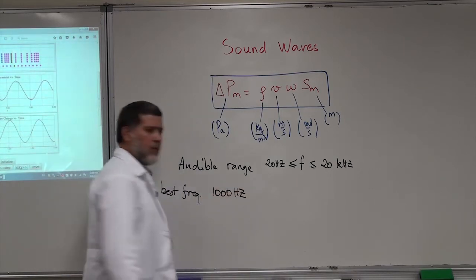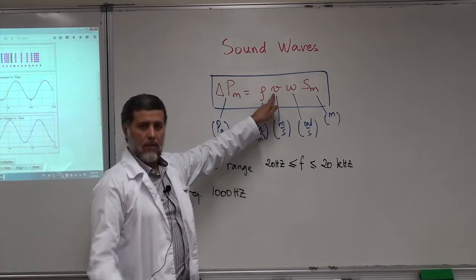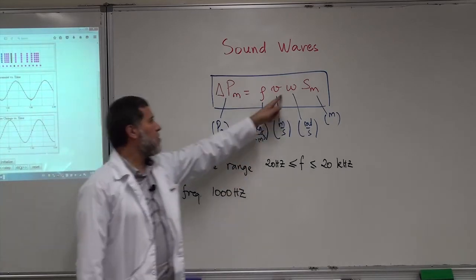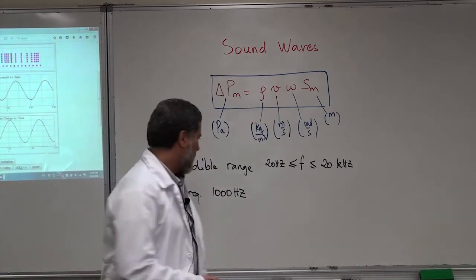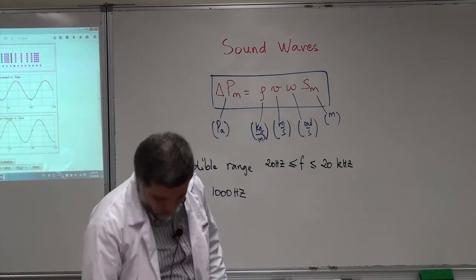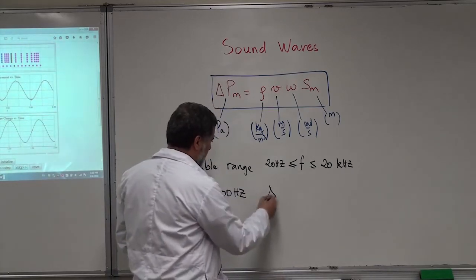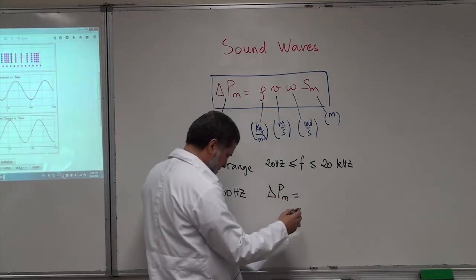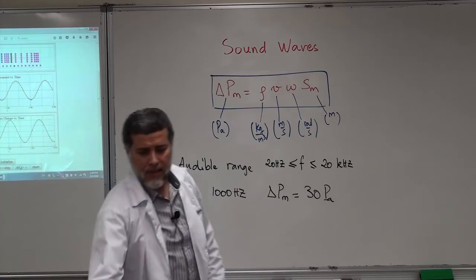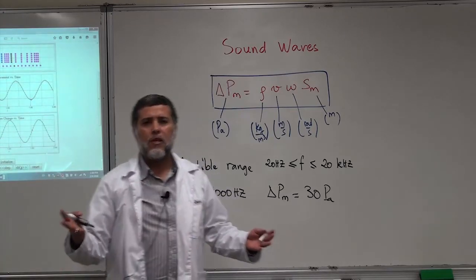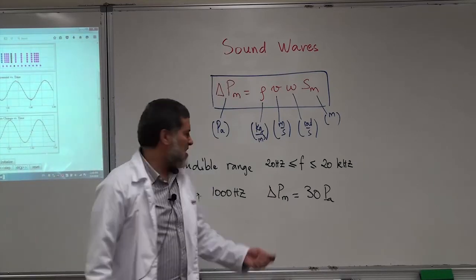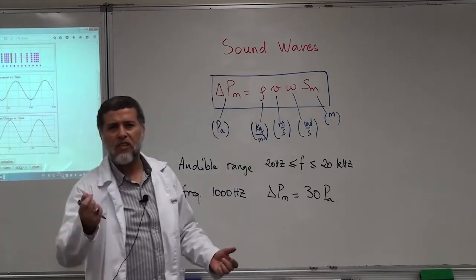So if we are doing this in air, where V is 343 and the density of the air is 1.2 kilogram per meter cube, and we use 1,000 hertz, I can tell you how much delta PM and SM are. For a value of delta PM of 30 Pascal, remember, this is a very important number. The pressure in the room is around 10 to the power 5 Pascal, that's 1 atmosphere, and this is only 30 Pascal. It means the pressure variation is very small.